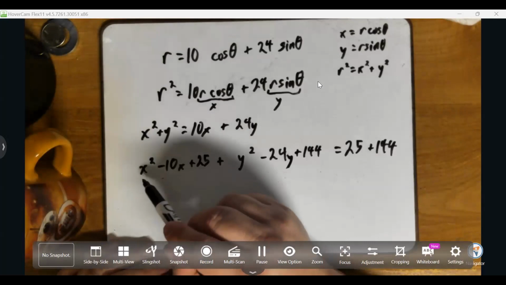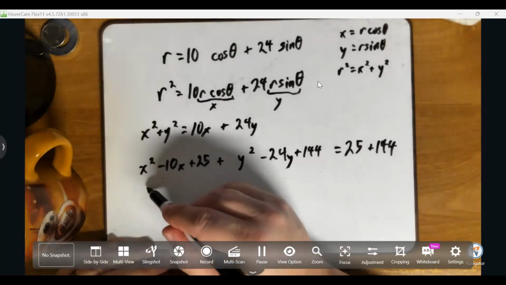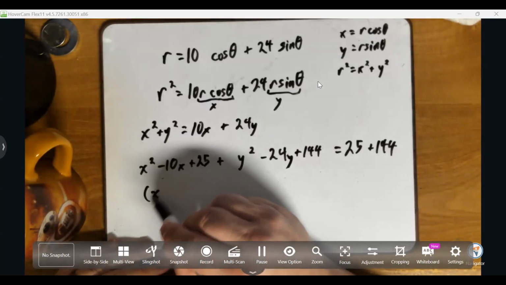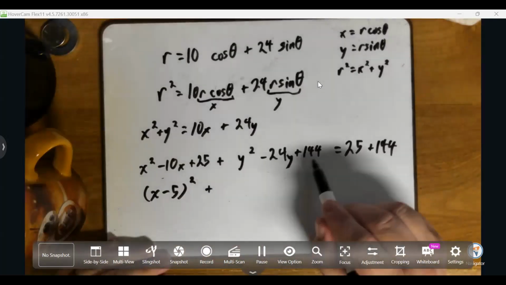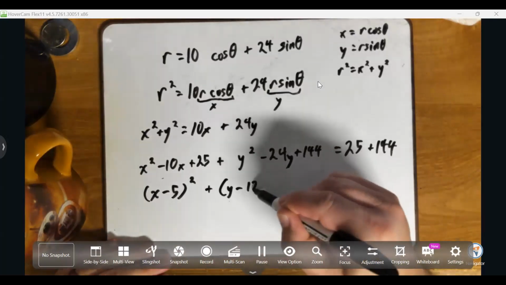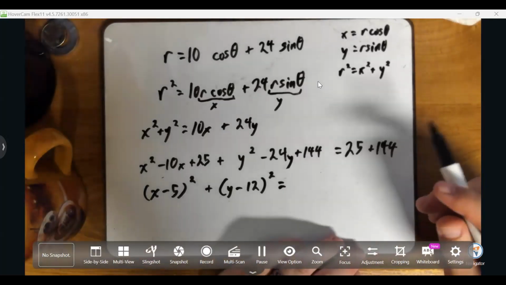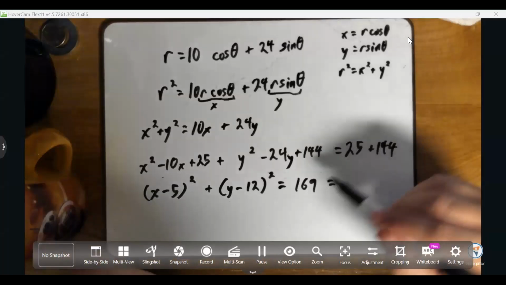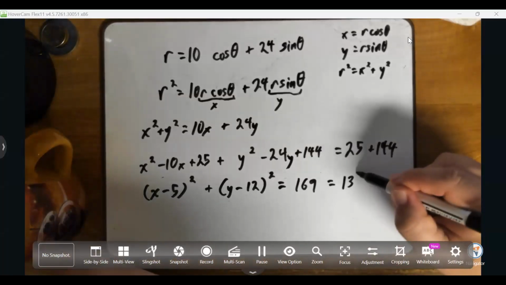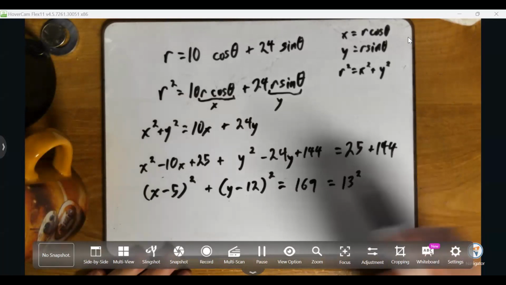All right, so that means that if we add a squared, this is x minus a quantity squared. We added 5 squared, so this whole thing collapses into x minus 5 quantity squared. We added 12 squared, so this whole thing collapses into y minus 12 quantity squared. And then 144 plus 25 is 169, and we can check, that's 13 squared.